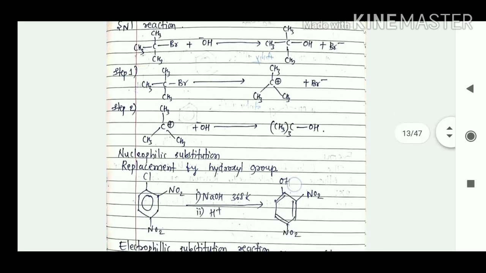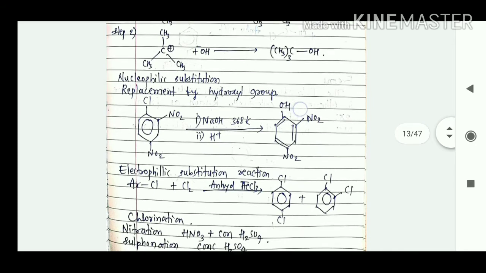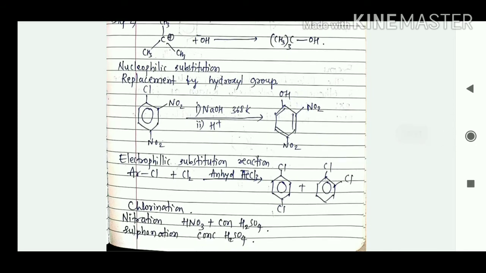Then we have the nucleophilic substitution reactions of haloarenes. Let us start one by one. The first one is replacement by a hydroxyl group. We know that most of the time benzene halide compounds won't undergo nucleophilic substitution reactions, but if the benzene ring is substituted with some electron withdrawing groups, at that time it will undergo nucleophilic substitution reaction.